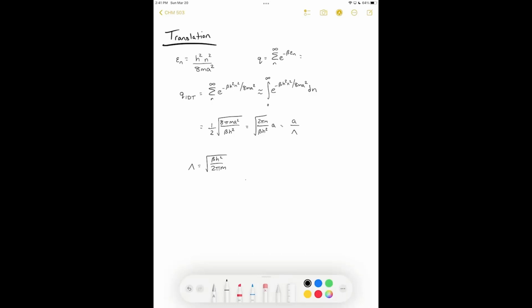And we can also write this out if we want, and sometimes we'll do this if we don't have lambda and we have the numbers. We can more easily evaluate this as the square root of 2 pi m kT, and then we have a over h. So we can actually evaluate this relatively easily.